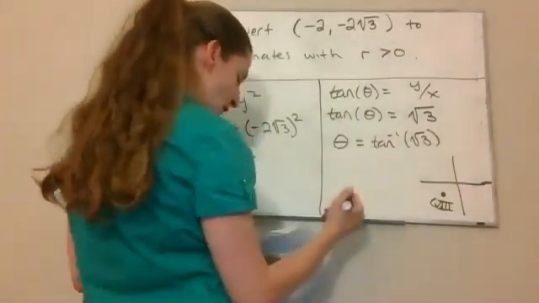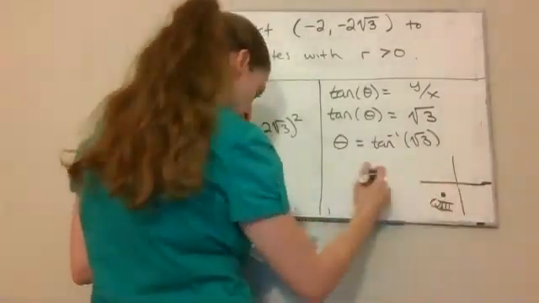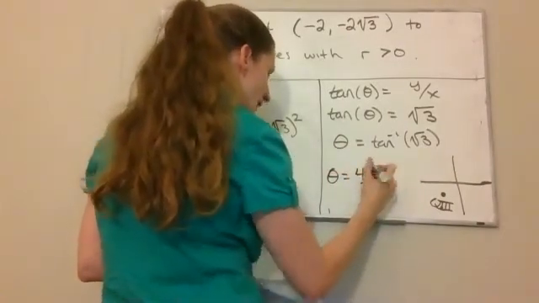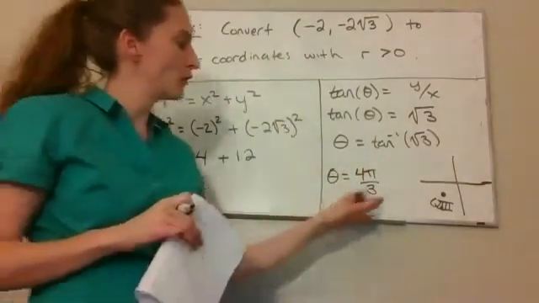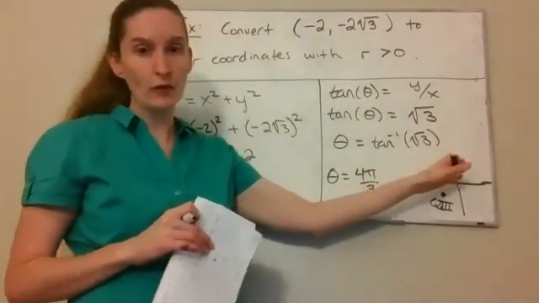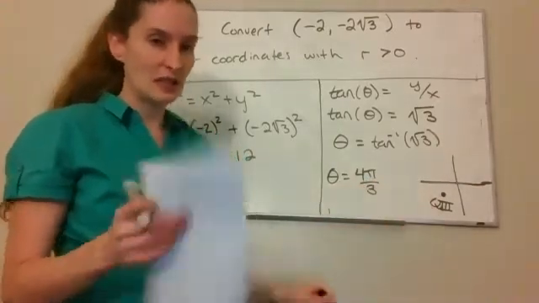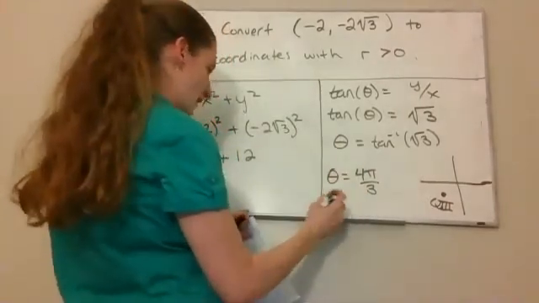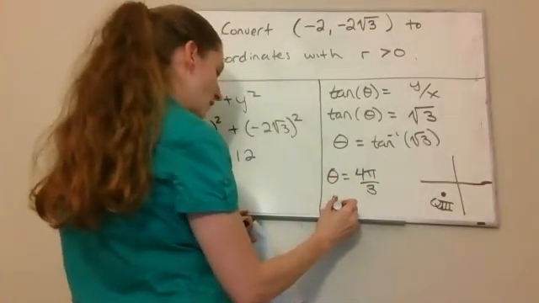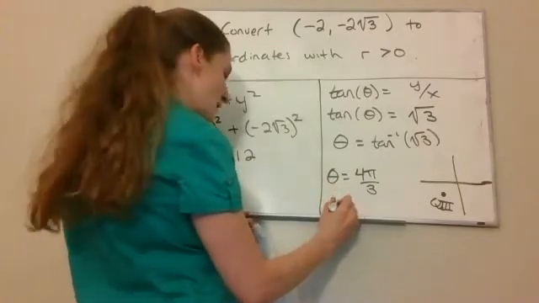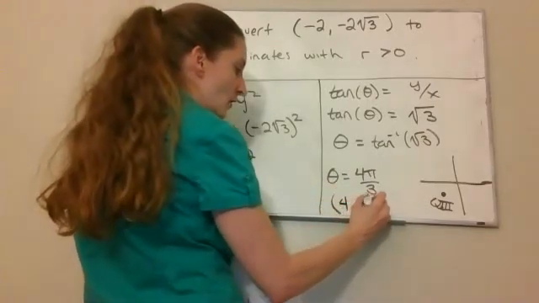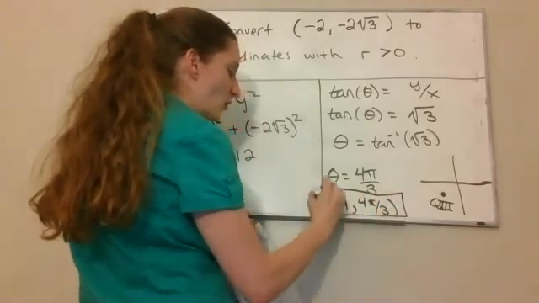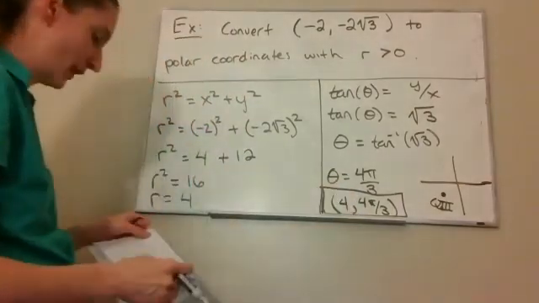So tangent inverse of square root of 3 in quadrant 3 is theta equals 4π/3. Just calculating tangent inverse of √3, you're going to get π/3, which is in quadrant 1, and you have to add π to it to get over to quadrant 3. So now that I know my theta, my polar coordinate version of this Cartesian point is (4, 4π/3). And that's just one of the many polar versions of that point.